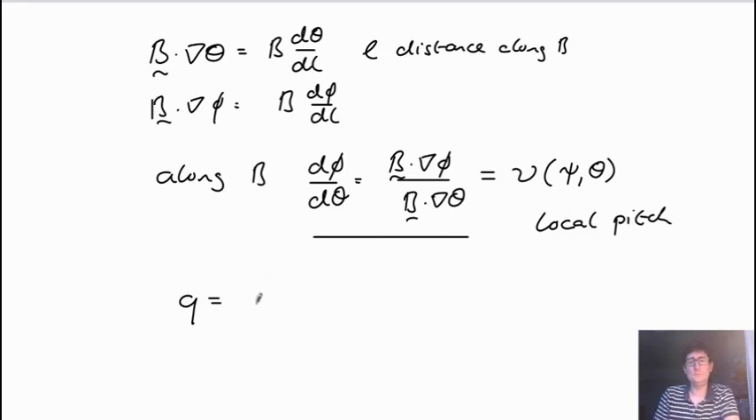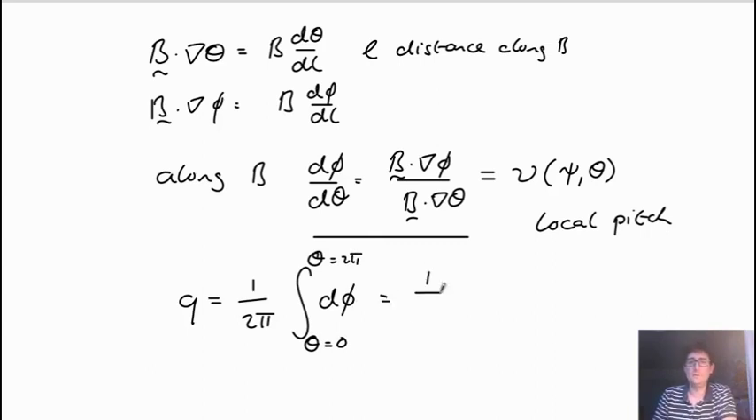And then we can work out q. q is the number of times we've gone around the torus, so it's the change in phi divided by 2 pi. So it's 1 over 2 pi times the integral of d phi from theta equals 0 to theta equals 2 pi.